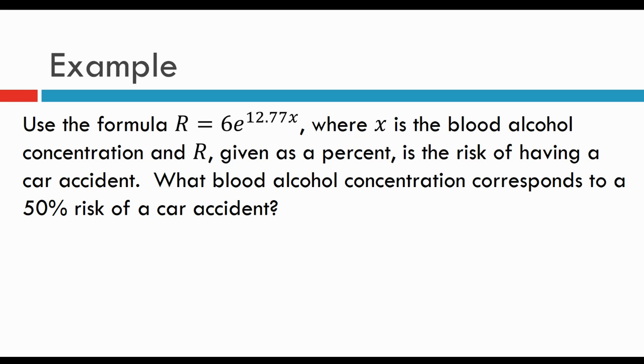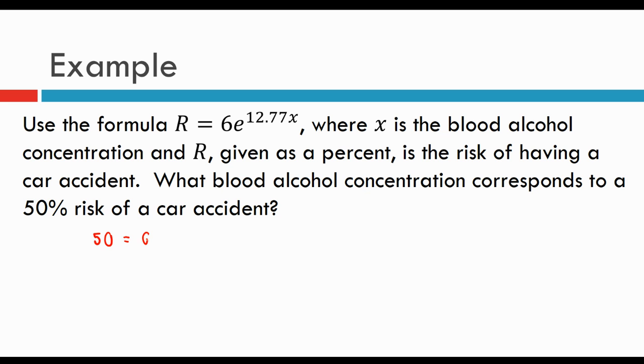Okay, so they're giving us the formula and we want to substitute in what we know. So once again, x is representing the blood alcohol concentration. That's what the problem is asking for us to find. It says what blood alcohol concentration corresponds, and then they're giving us a 50% risk. So R, which is given as a percent, is that risk of having a car accident. So that means that the 50% is going to go in for the R. All right, so we don't really have to write the percent since R is given as a percent.